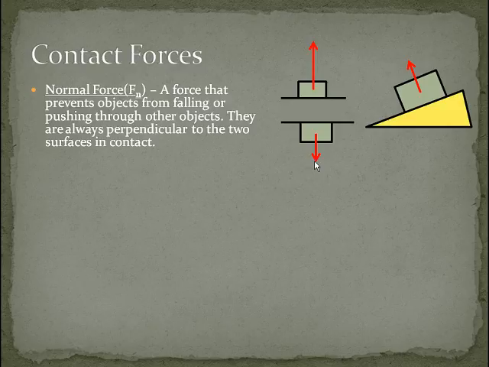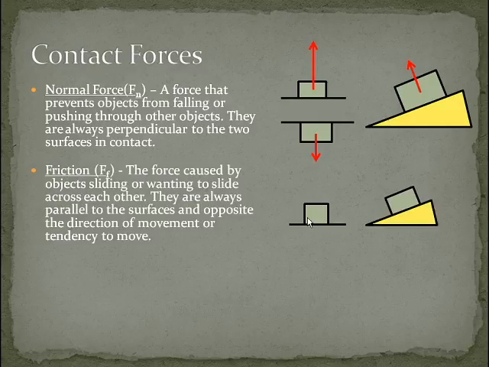The next one is a frictional force, or capital F sub f. And there's actually two types of friction forces, and we'll talk a little bit more about those later in this chapter. But right now, we could just call it a friction force for the activity that we're going to be doing. Now, this is the force caused by objects sliding or wanting to slide across each other. So if they have this tendency to want to move, there will be some friction involved. And then the direction of these is always parallel to the surface of the connection. So right here, like on this block, the surface is here. It's always parallel to the surface in contact, and it's always opposite the direction of movement or the tendency to move.